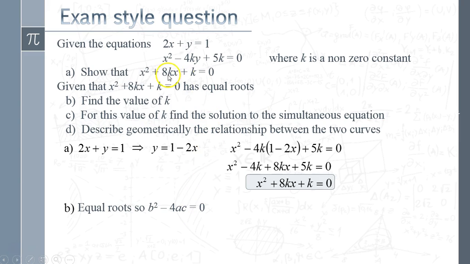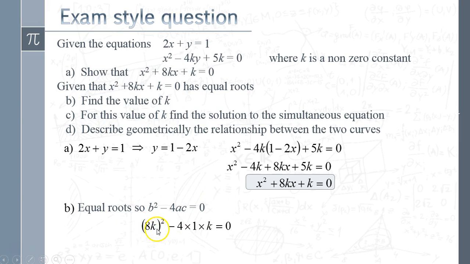So in this case we've got, there's our value of b, 8k, there's c, there's a. I've gone about them in a slightly odd order, but you kind of get what I'm saying. So b squared minus 4ac. Be very careful when you're doing this.